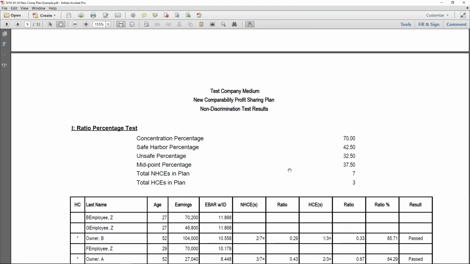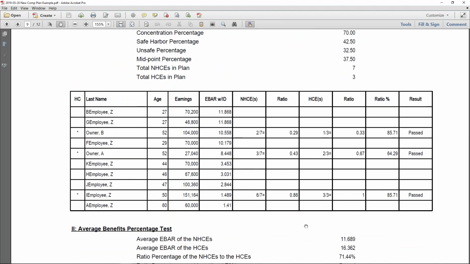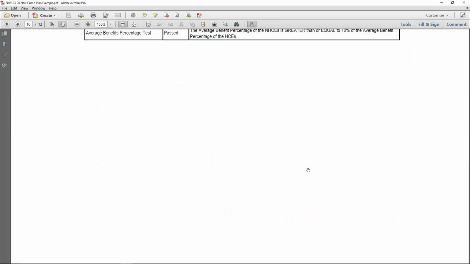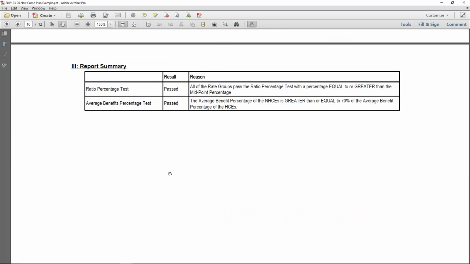The rest of it talks about the, remember I told you, the ratio percentage must be at least 70%. The average E-bar for non-highly compensated versus highly compensated. So you can see the E-bar for highly compensated is more than non-highly compensated, but it can't be more than 70%. So we pass that testing, and it passes all the testing.